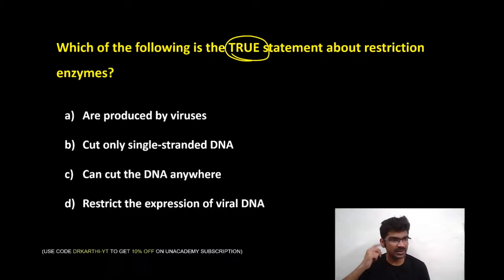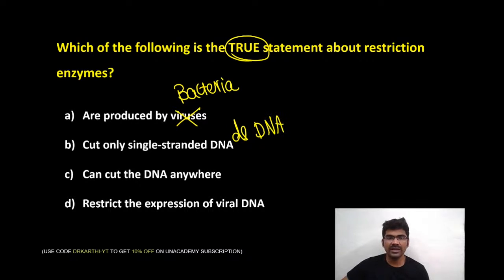Okay, so Akash, you are thinking that the answer is B. Can you revise your answer, Akash? Excellent, excellent. So you know that restriction enzymes are produced by bacteria. They are not produced by virus. Good. They cut double-stranded DNA. Okay, so they act on double-stranded DNA.